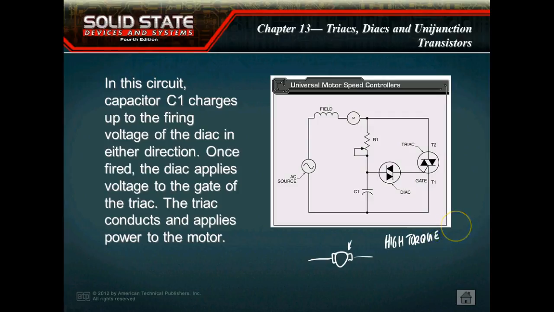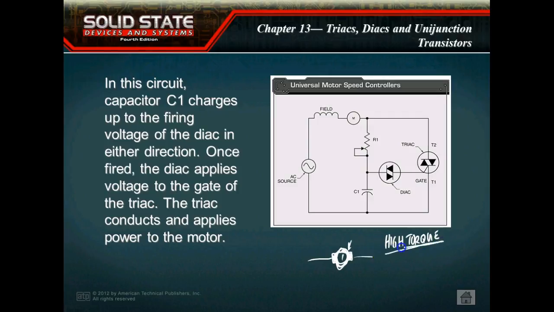I think that's the way you spell torque. My brain went dead. You'll find these guys in hand drills. You'll find them in vacuum cleaners. Take a vacuum cleaner apart, it'll have a universal motor in it.